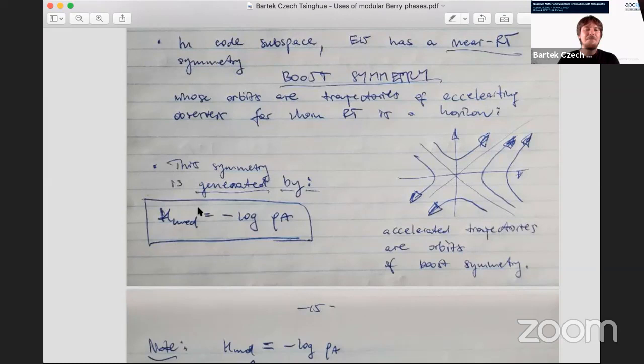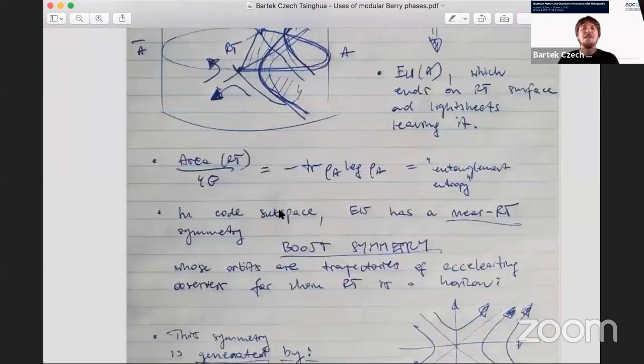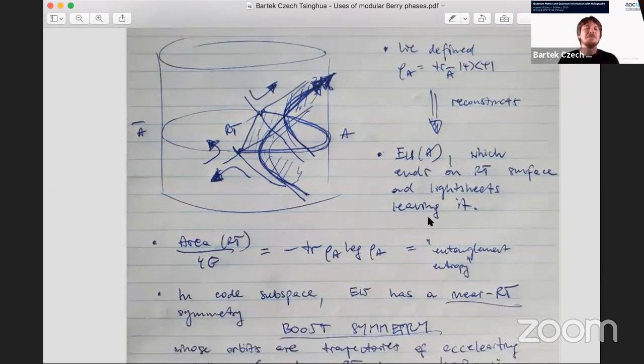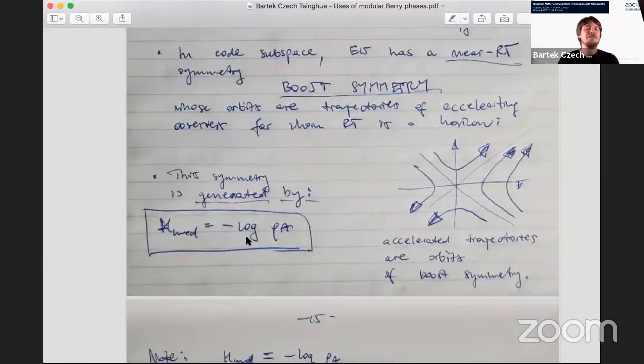But the symmetry itself is defined everywhere, because by definition, if I take rho A and take minus the logarithm of it, this H mod is going to commute with rho A. The fact that it commutes with rho A means that if I could, from rho A, recover the entire entanglement wedge, then it's a symmetry of the entanglement wedge. Yes, it's a symmetry of the object which entirely reconstructs for me the entanglement wedge of A. So there is always a symmetry of the entanglement wedge, which is generated by H mod. It just doesn't always take the form of a boost. However, it takes the form of a boost when I'm close enough to the RT surface.